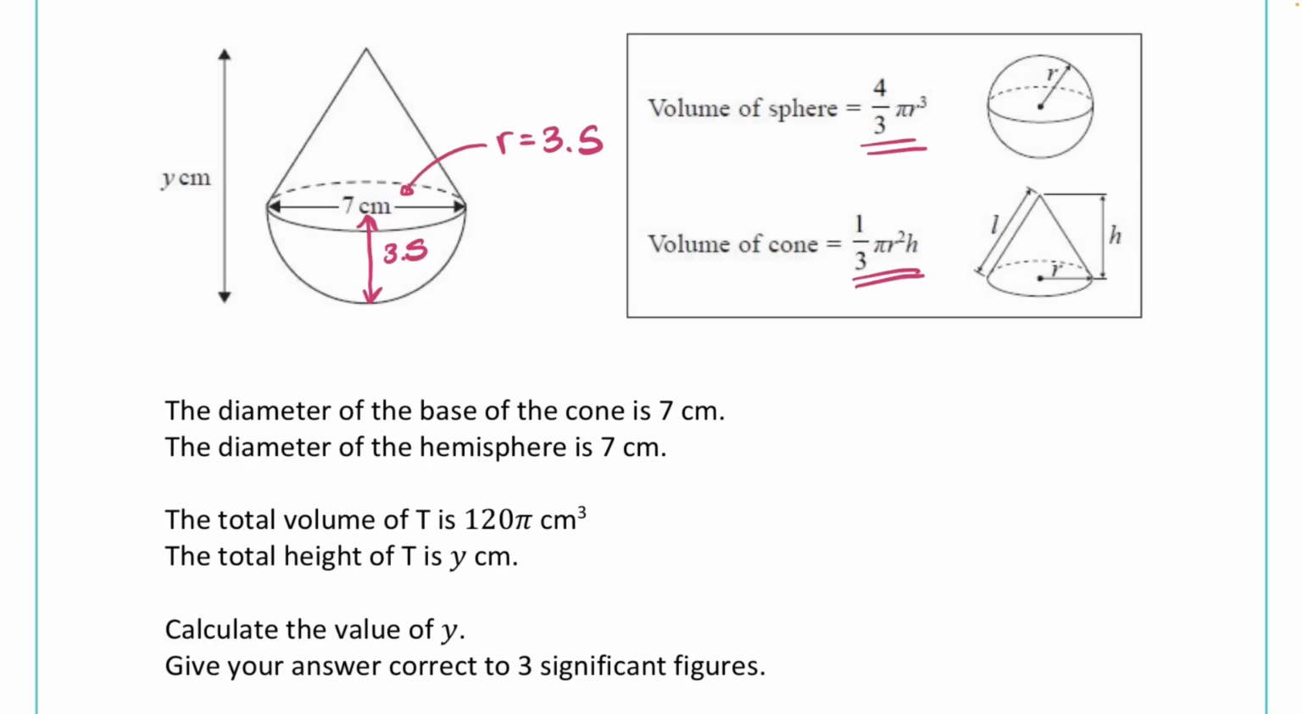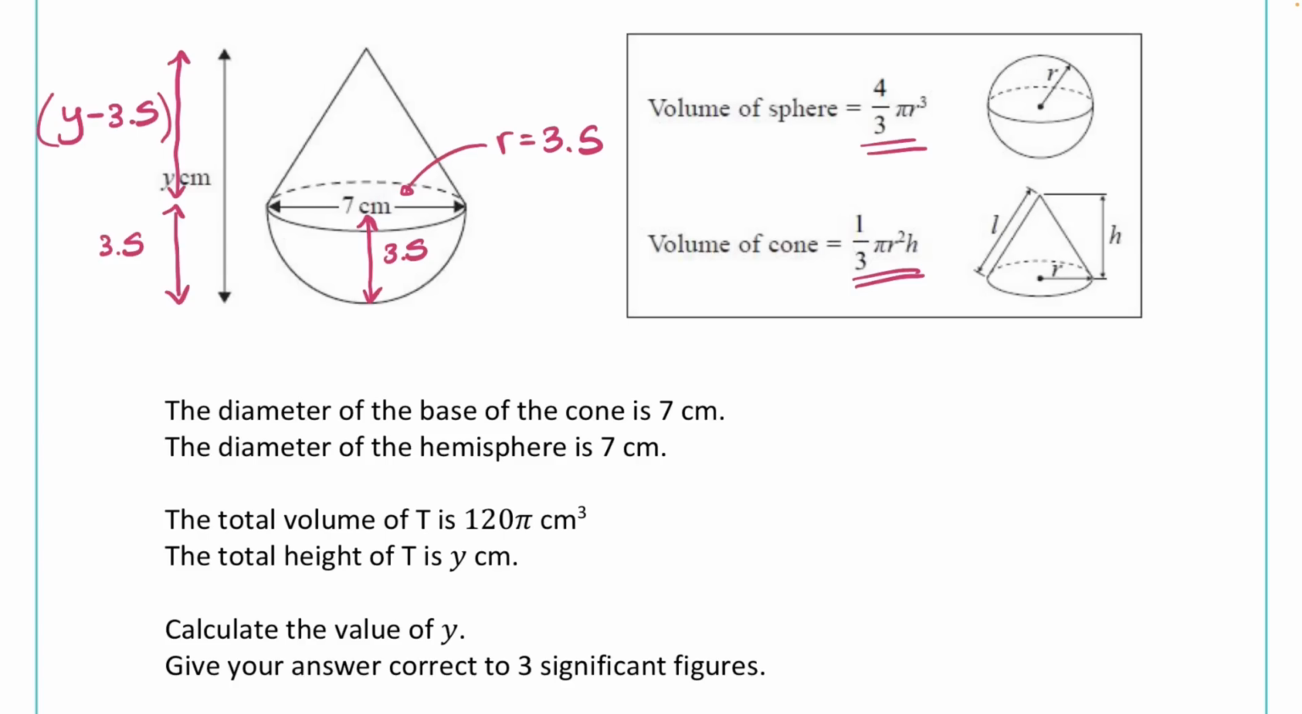So part of the height of y that we have here is 3.5, and therefore the height of the cone, if we wanted to write that as an expression, which we might need to, would be y subtract 3.5, the remaining height there. And let's put that into a bracket. So y minus 3.5. So in order to work out this height of y, we need to think about using the formulas for the volumes.